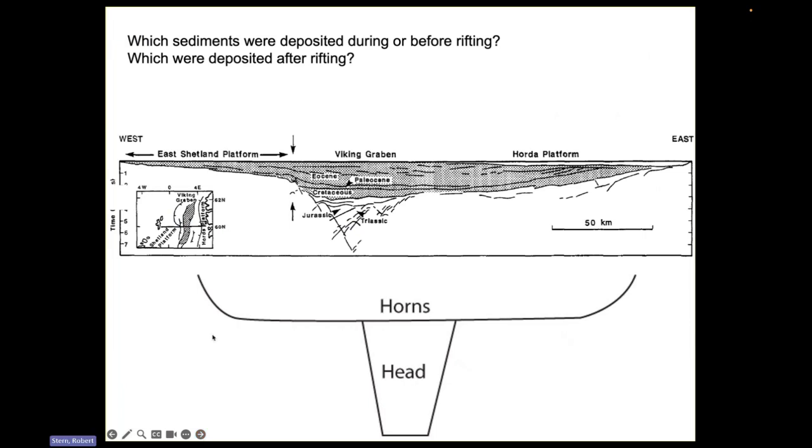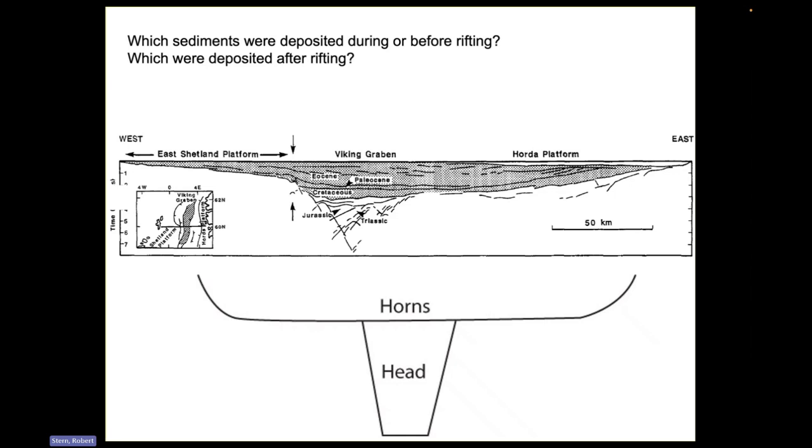Which sediments were deposited during or before rifting? Which were deposited after rifting? Anybody want to take a shot at that? Anybody got an idea? Well, Jurassic and Triassic would be before, because they're on an angle, and the rest have got to be after, because they're flat. Cretaceous and more modern stuff is after.